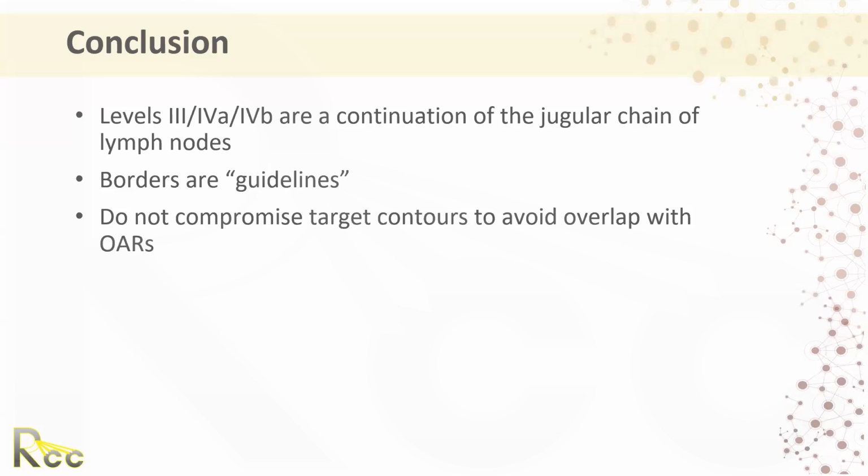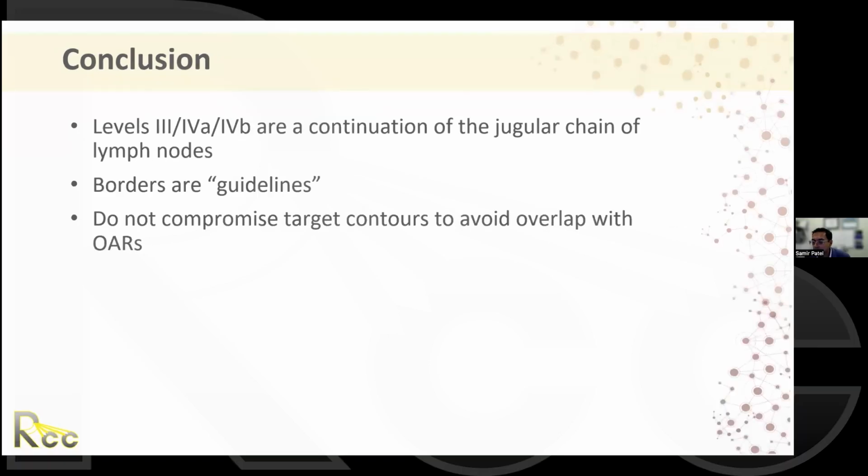Also, do not compromise target contours to avoid overlap with OARs. That's important. We always want to treat the disease first and limit toxicity as well as we can, but you do not want to harm your local control just to avoid toxicity.